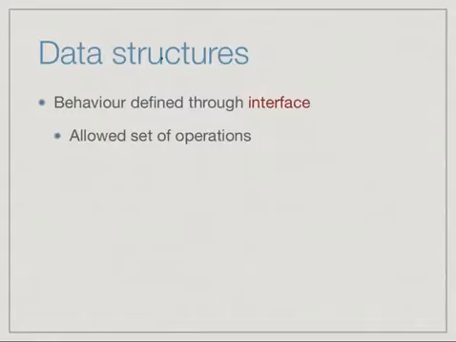So let's revisit what we mean by a data structure. A data structure is basically an organization of information whose behavior is defined through an interface. An interface is nothing but the allowed set of operations. For instance, for a stack, the allowed set of operations are push and pop. And of course, we can also query whether a stack is empty or not.